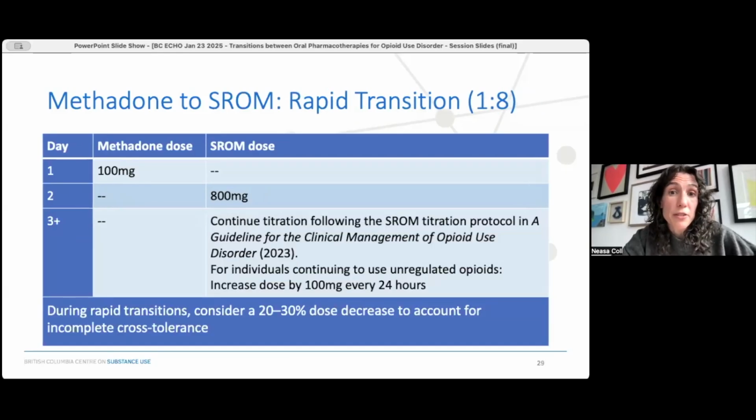Now, what might a rapid transition look like going from methadone to SROM? Here we'll use the 1:8 ratio, someone who's on 100 milligrams of methadone, and we just are going to transition the next day to 800 milligrams of SROM. Again, continuing titrations. A reminder that if you're doing a rapid transition, you might want to do a slight dose reduction by 20 to 30% of that SROM because of incomplete cross-tolerance between methadone and SROM.